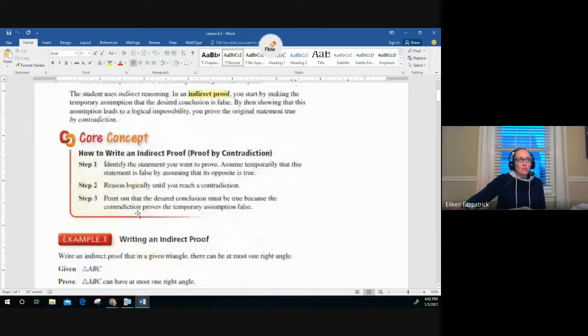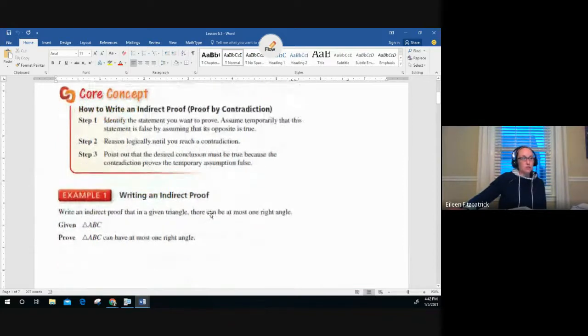All right, so there are steps that we're going to follow. The first step is to identify the statement you want to prove. Assume temporarily that this statement is false by assuming that its opposite is true. And then second step, reason logically until you reach a contradiction. Third step, point out that the desired conclusion must be true because a contradiction proves the temporary assumption false.